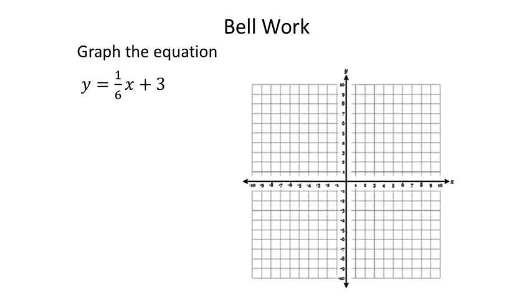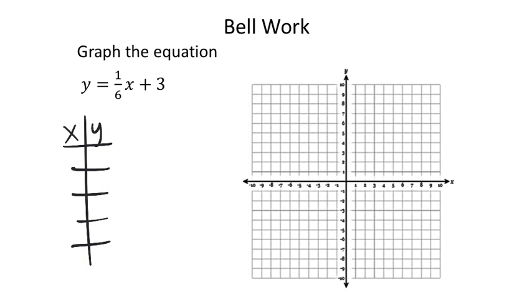Okay, let's go and graph this equation. y equals 1/6 x plus 3. And to graph this, I'm going to use a table. So we've got our x's and y's. This is going to give us a set of ordered pairs. In fact, many sets of ordered pairs.